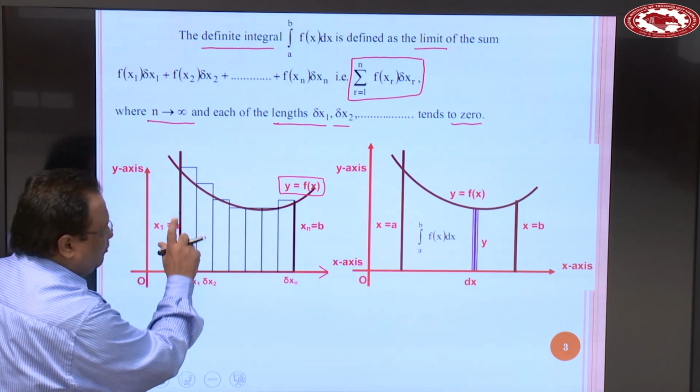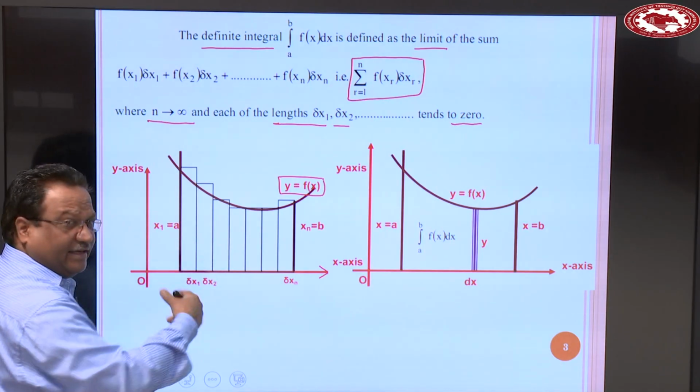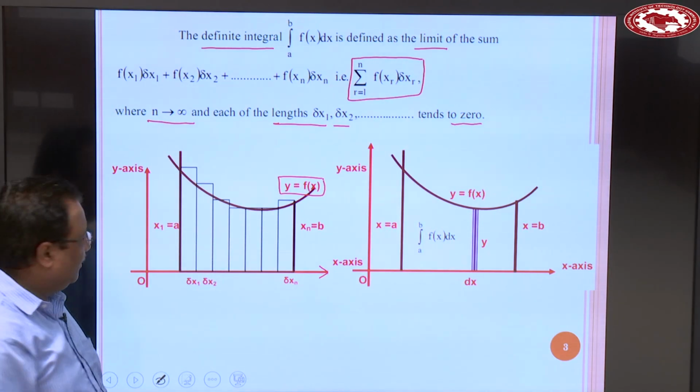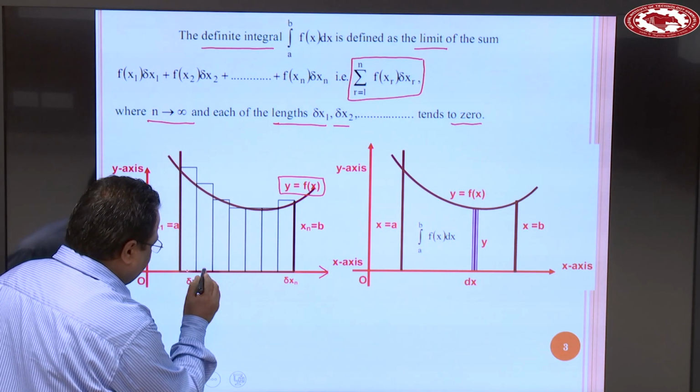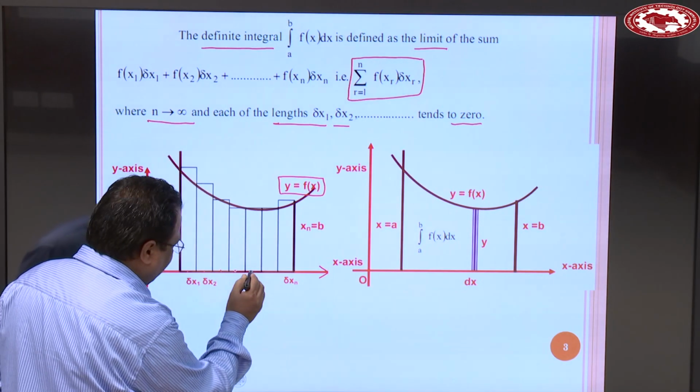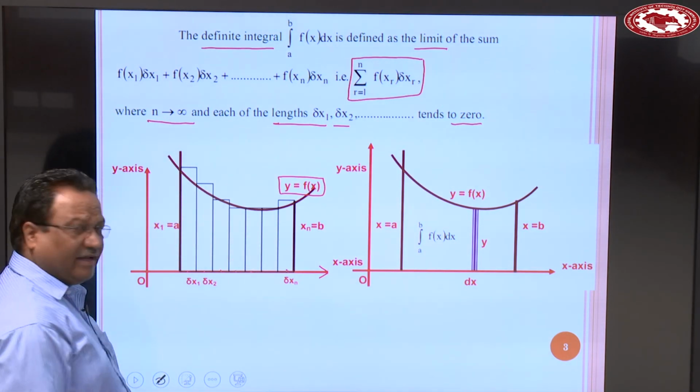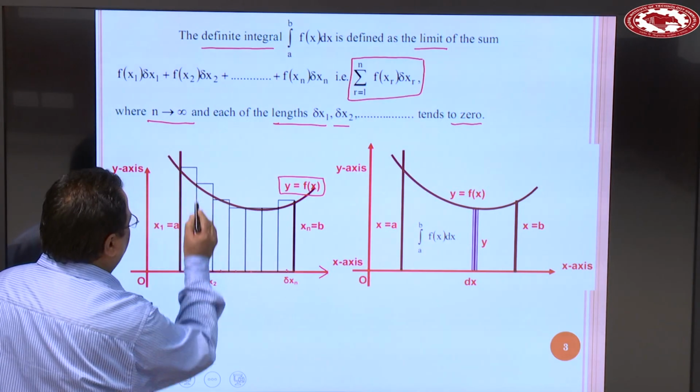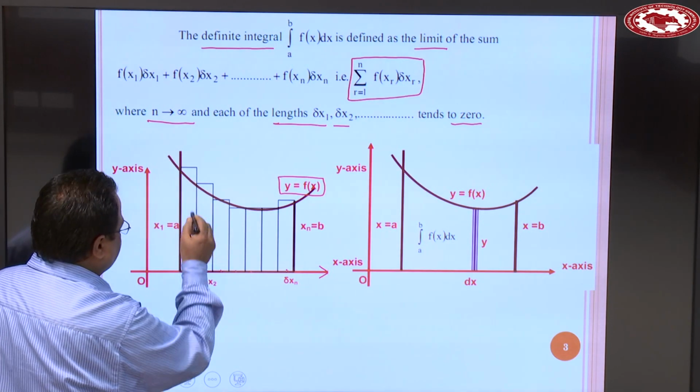हमने क्या किया, इस पूरे रीजन को हमने डिवाइड किया n नंबर ऑफ स्ट्रिप्स में. Okay, this one is first strip, this one is second strip, this one is third strip, then fourth, fifth and so on, nth strip. Okay, and then consider this type of area.